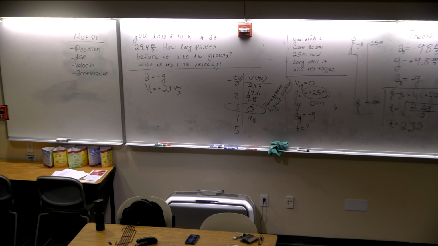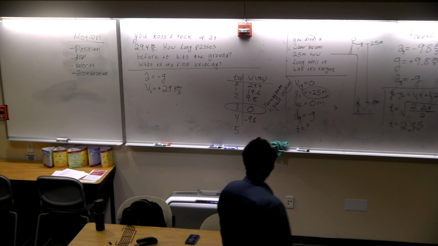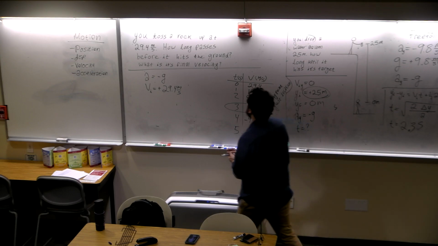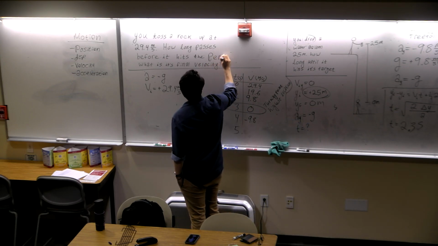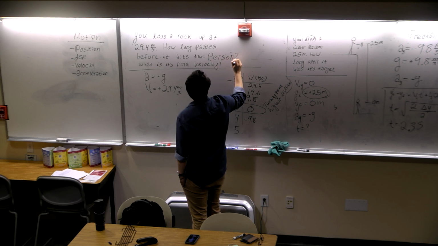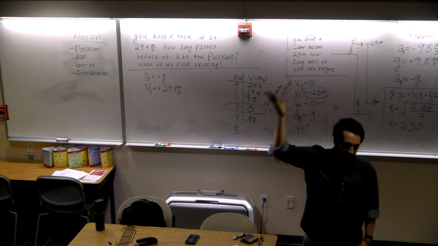Yes? Do we know how tall the person is throwing it, or are they throwing it from 0 meters? We'll assume 0 meters. Before it hits the person, change the question a little bit. Throws it up, it's going to come down, hit him in the head.